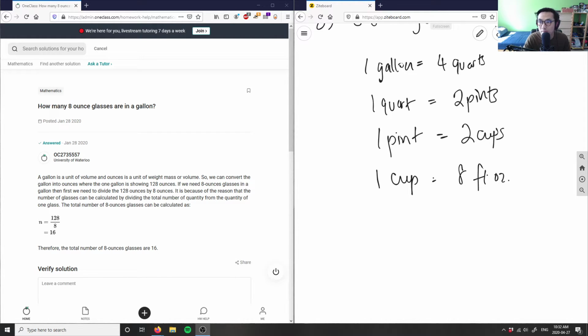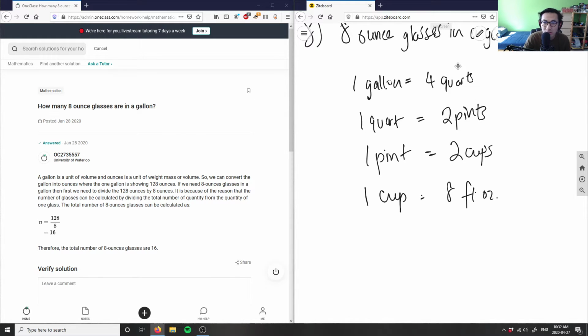Okay, so let's solve this problem here. I left you a problem saying, how many 8-ounce glasses are in a gallon? So we have to use again this concept of dimensional analysis for us to solve this problem. So how do we do that? Well, we have a gallon here first. So let me just do some blue here. So we have a gallon here, and what we want to do is convert all the way down to fluid ounces here, because we're talking about how many glasses, right?